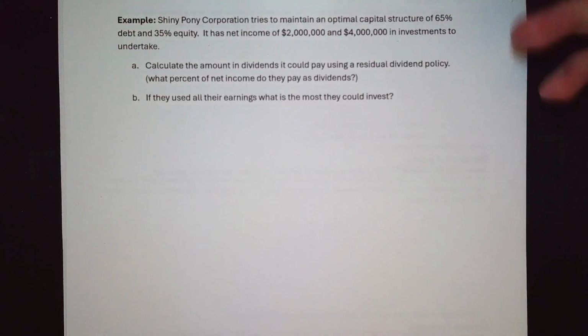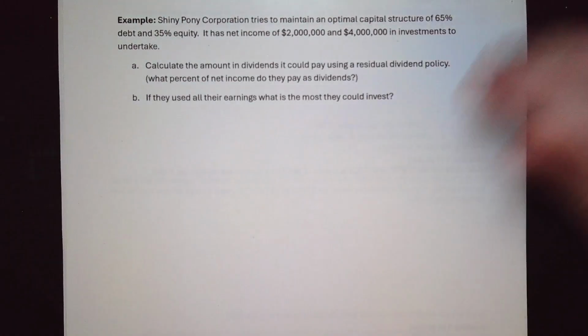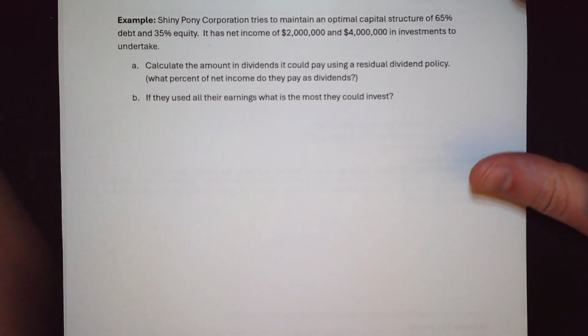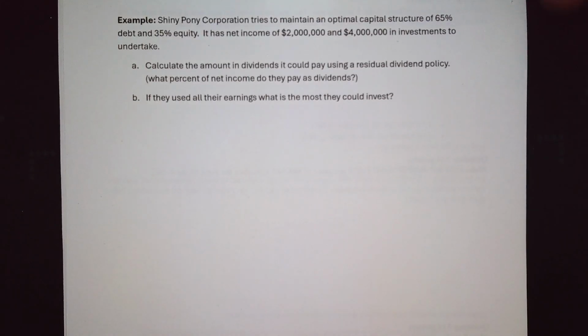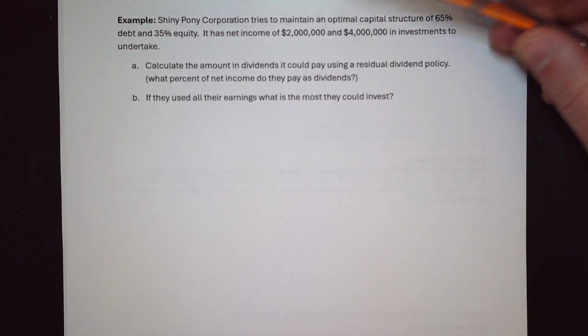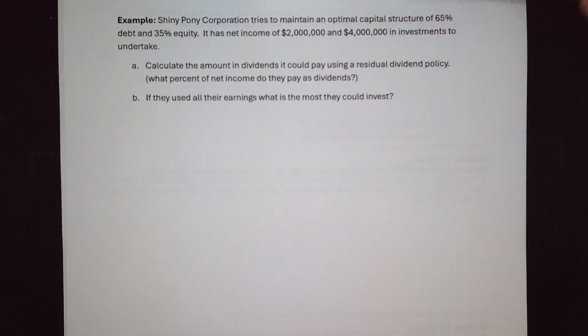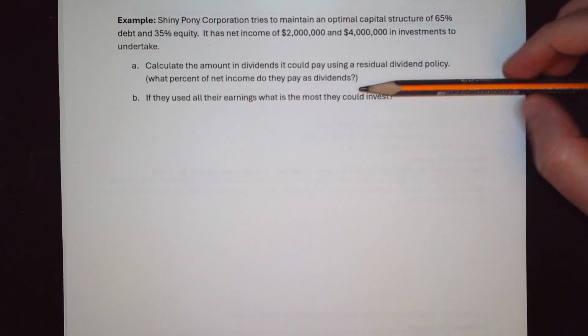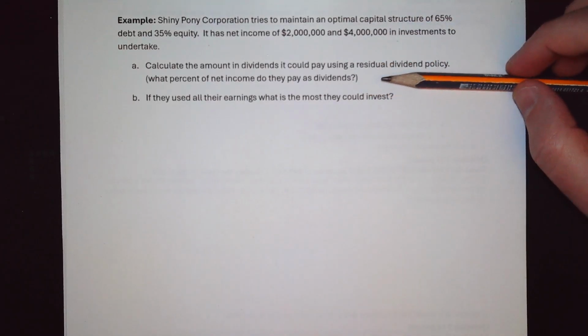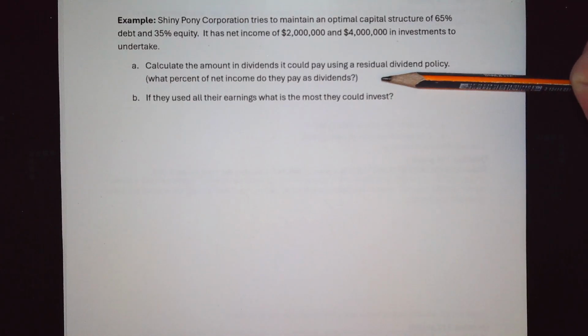In this video, I want to briefly discuss this question. It's a pretty straightforward question where we're just given the optimal capital structure that a firm would like to maintain. We're given the net income and the investment opportunity that the firm wants to undertake. And given this information, we have to calculate the amount of dividend that it could afford to pay if it's using a residual dividend policy.